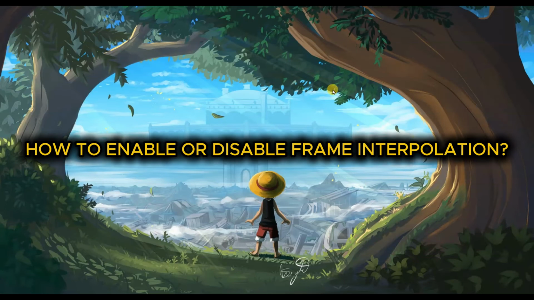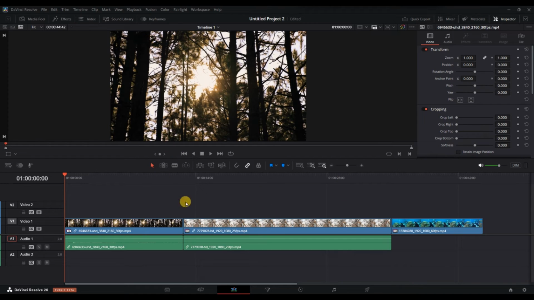How to enable or disable frame interpolation in DaVinci Resolve. First of all, open your project in DaVinci Resolve and go to the edit page. Find the clip you want to adjust in your timeline.